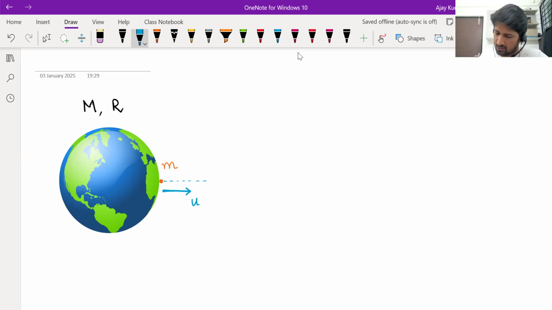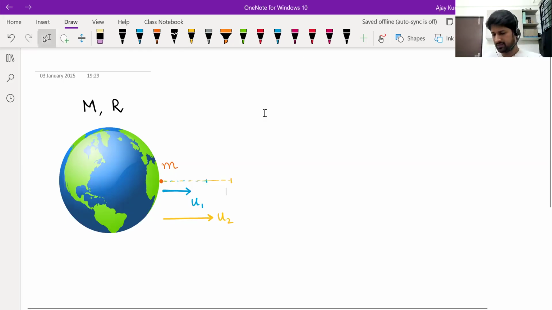Fine. So let's say for one speed u1, it goes up to this distance. You give another speed u2 greater than u1, then it will go to a distance greater than what it goes for u1 and then falls back to the planet and so on. So consider a situation like this.